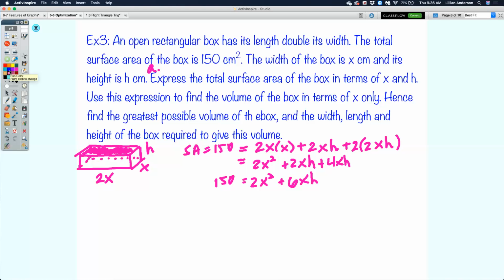So that was that sentence: express the total surface area of the box in terms of x and h. Now the next sentence says, use this expression to find the volume of the box in terms of x only. So let's label that part B. We're going to do that one next. Let me use a different color, like a red.